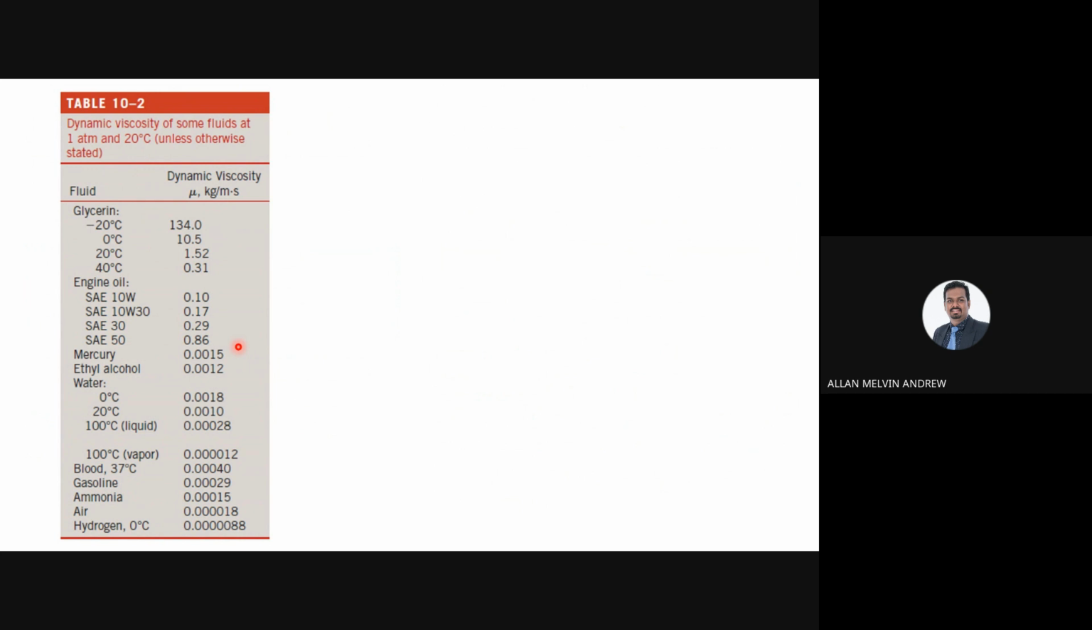Mostly the engines can take the recommended oil, but usually they can take almost similar ones, because you see here 0.1, 0.17, so it's not varying too much like the other types. If, let's say, there's a leakage in your engine oil tank, instead of taking a lighter viscosity engine oil, the mechanic may suggest you take a thicker, more viscous engine oil. It will prevent the additional leakage. So viscosity plays a very important role. Then we have mercury, ethyl alcohol, water, blood, gasoline, ammonia, air, hydrogen. All these are some of the values that are already calculated.